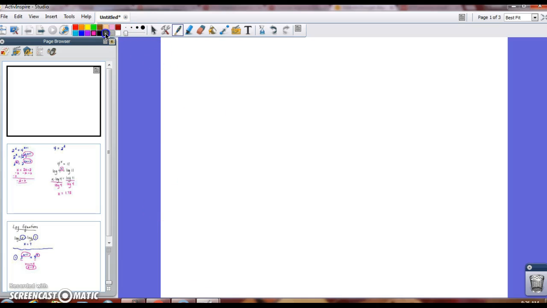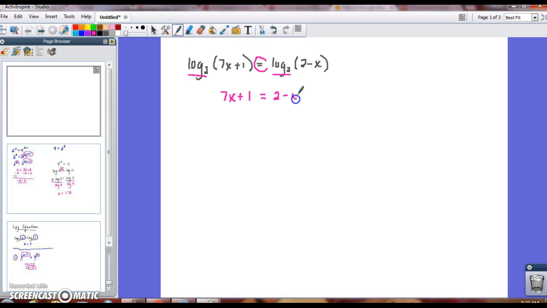So let's say, for example, I have log base 2 of 7x plus 1 is equal to log base 2 of 2 minus x. Again, I have a common base here. Everything here is the same. Log of 2, log of 2. I have this equal sign, which means this side of my equation has to equal this side of my equation. And so I know then that 7x plus 1 has to equal 2 minus x, just by laws of equality.